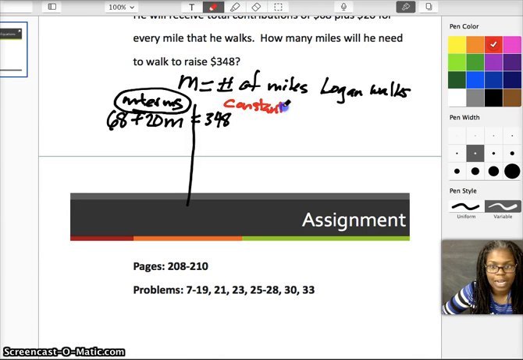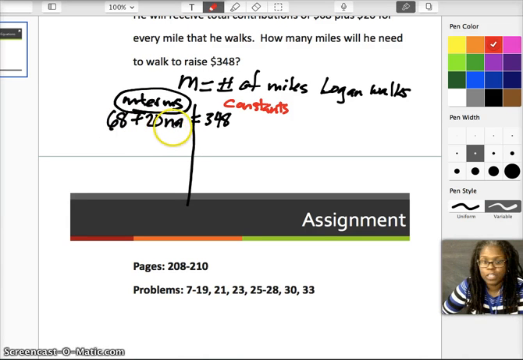Constants. And we remember what constants are, right? Constants are numbers that are just hanging out by themselves. There's no variable attached to them. Constants are exactly what they are. They're just numbers. They're constantly the same thing. When I see 68, it's 68. But when I see 20m, in this problem, m could be something, and in another problem, m could be something else. So that varies. So this is a variable term, and this is a constant term.